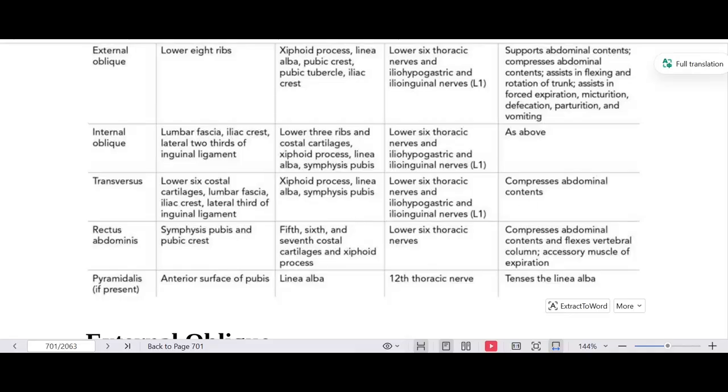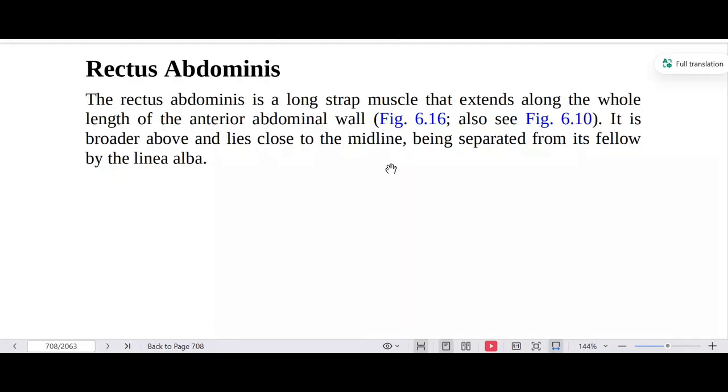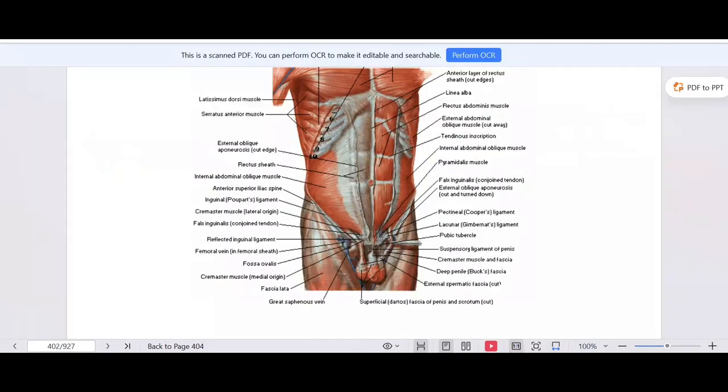Okay, now let's see the rectus abdominis in further detail. So the rectus abdominis is a long strap muscle that is extending along the whole length of the anterior abdominal wall. Now let's visualize this from a picture of atlas. Here you can see in this diagram that actually the rectus abdominis is originating from the costal cartilages, 6th, 7th and 8th costal cartilages, as you can see, and it is extending up to the pubic tubercle, or you can say up to the level of pubic symphysis.